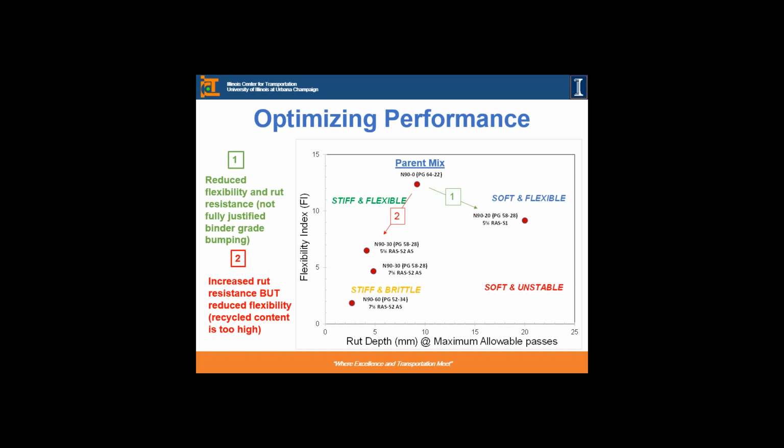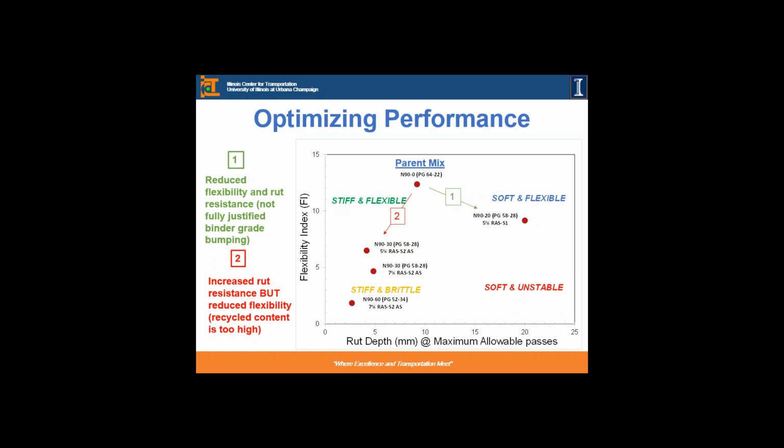As you go on this diagonal, you generate a mix which is very flexible, at the same time with practically no rutting resistance. So our mixes will fall somewhere in these quadrants. And then if you look at those lab mixes that we generated, starting with the parent mix in here on the top, which had a decent flexibility index, more than 10, and good, or acceptable, rut resistance, less than 10 millimeter at the maximum allowable passes.